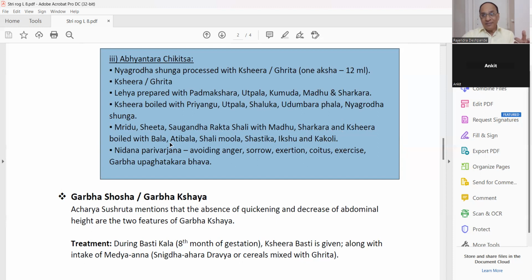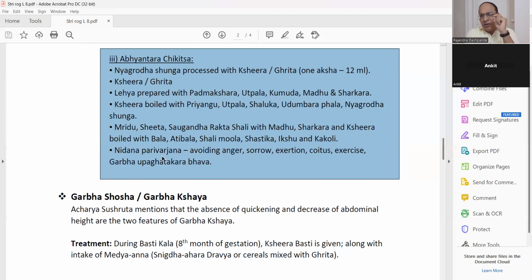This is the name of the plant. Atibala, Shali Moola, Shashtika, Ikshu, sugarcane, and Kakuli. Whichever dravyas are available, you can use that one. Nidana Parivarjana, most important. This Nidana Parivarjana, you can write in any disease management. Because this is the first principle of Ayurveda.